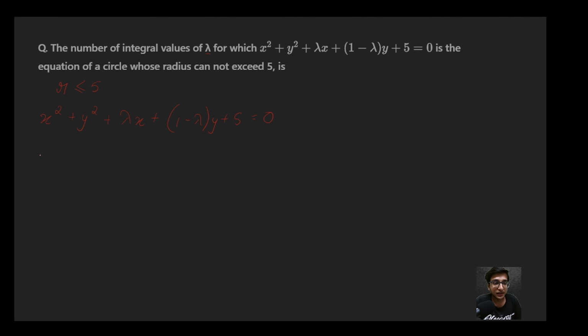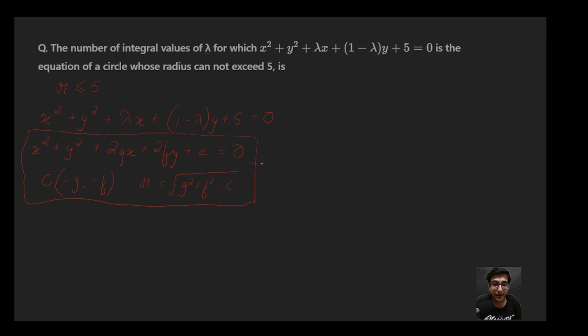Now let us compare this with the standard form that we had studied. What was the standard form? x square plus y square plus 2gx plus 2fy plus c is equal to 0. This used to be our standard form. And what used to be the center? Center used to be minus g comma minus f, and our radius was written as root of g square plus f square minus c. I hope you all remember this. We had studied this in the previous lecture in the theory format.